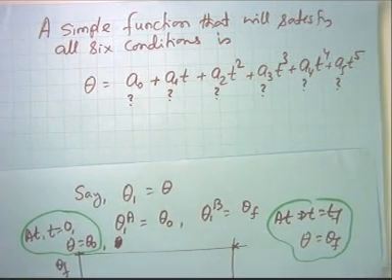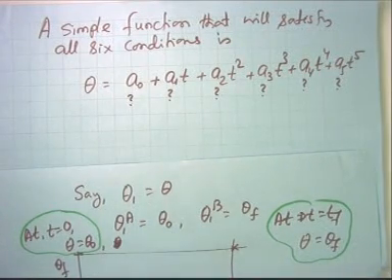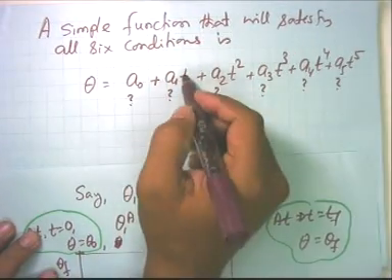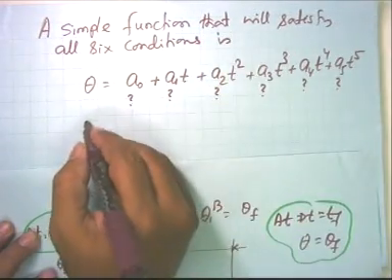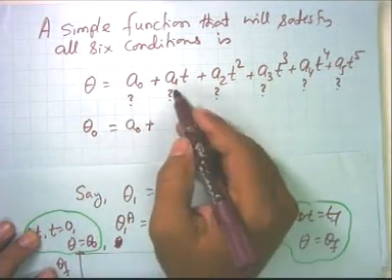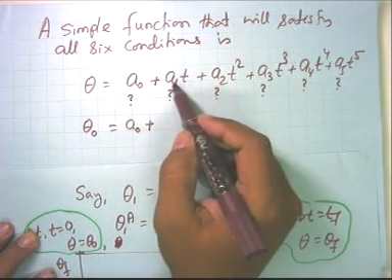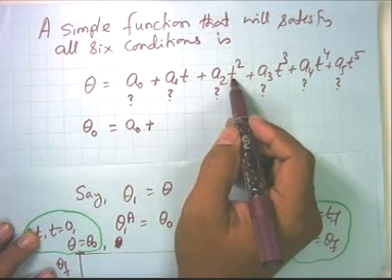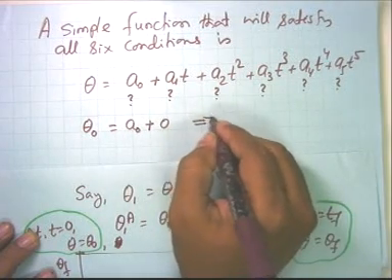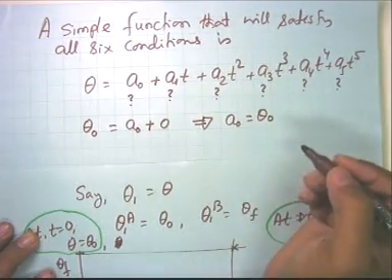So, what did I say? At t equal to 0, theta is equal to theta 0. So, let me put this condition in this general function. At t equal to 0, all the terms with t will be 0. So, theta 0 is a0 plus 0, and from this condition I find a0 is nothing but theta 0.